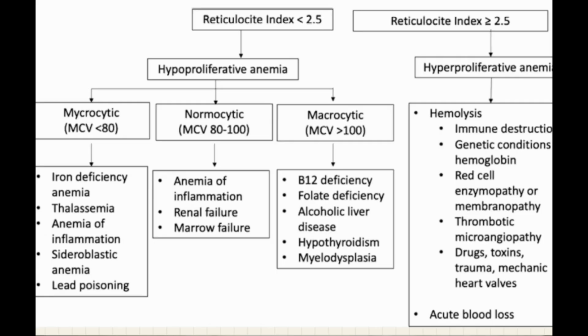Less than 80, it is microcytic, 80 to 100 normocytic, and more than 100 macrocytic. Macrocytic, already you have mentioned the various causes. Most important are folate deficiency and B12 deficiency, alcoholic liver disease, hypothyroidism, myelodysplasia. Normocytic: the anemia of chronic inflammation, renal failure, marrow failure. Microcytic: iron deficiency, thalassemia, anemia of inflammation, sideroblastic anemia, and lead poisoning. These are the things you should remember.